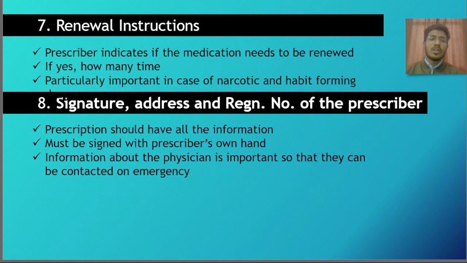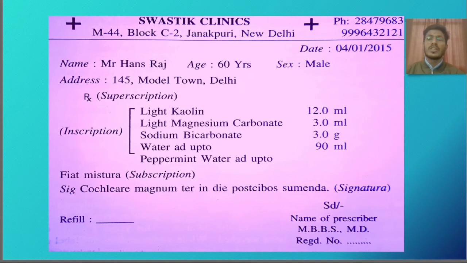So now let us look into a typical, or say model, prescription. The older method of prescription. Here you can see Swastik Clinic. This Swastik Clinic is the name of the clinic from where the prescriber is prescribing, and this is the detailed address of the prescriber's clinic or the location from where he is prescribing, and this is the contact phone number of the prescriber.